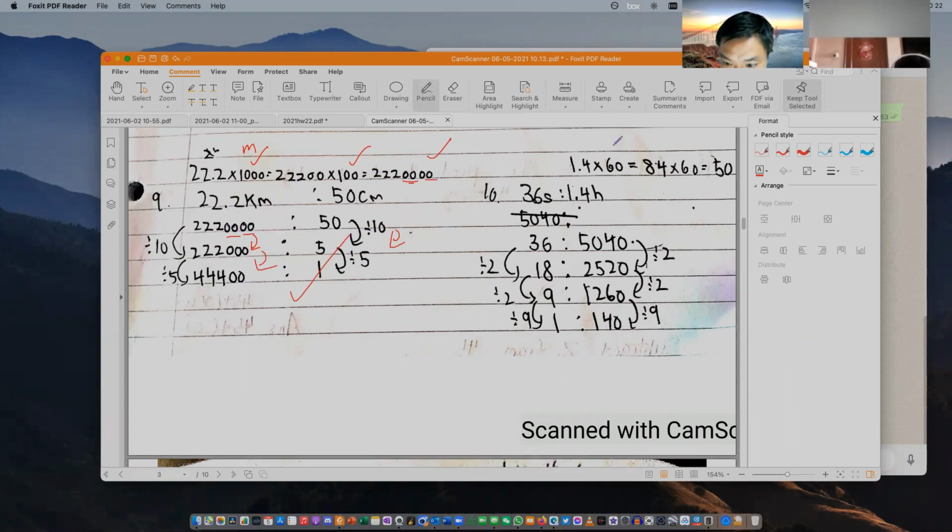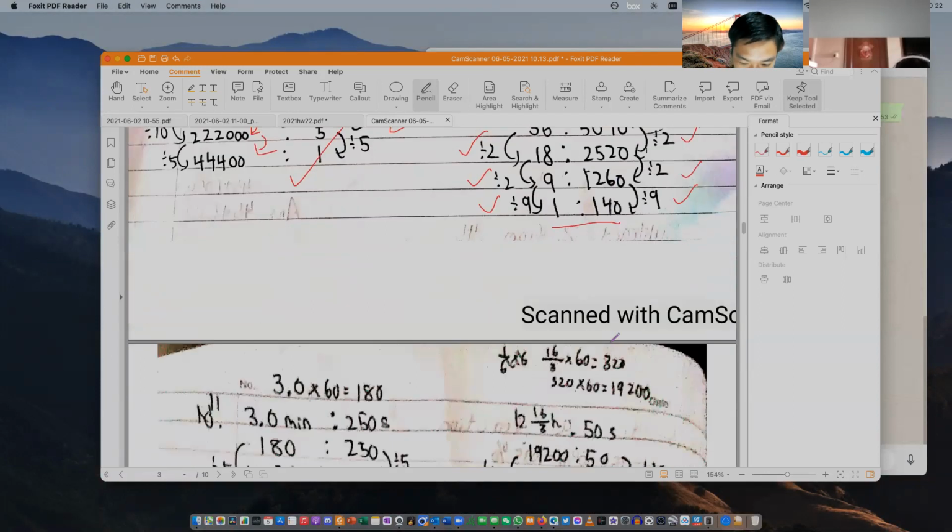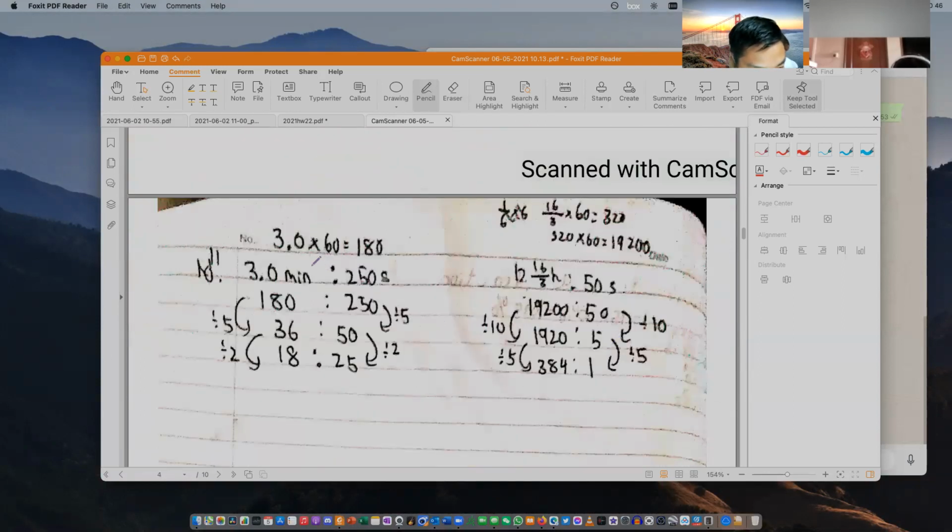Next, is this a double conversion? I think so. Yeah. Hour to seconds. So it's double conversion. Then you divide by 2, divide by 2, divide by 2, divide by 2, you divide by 9, you divide by 9. Can you divide by 9? Yes. So the answer is this. Very good. Next, this is a single conversion. Okay, good. So divide by 5 is good. Divide by 2 is good. Yep, simplest. Over here, this is a double conversion. So you divide by 10, you divide by 10, you divide by 5. Very good.